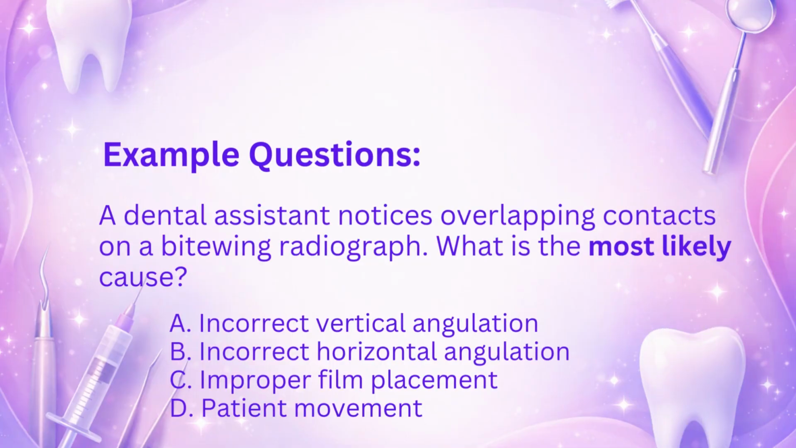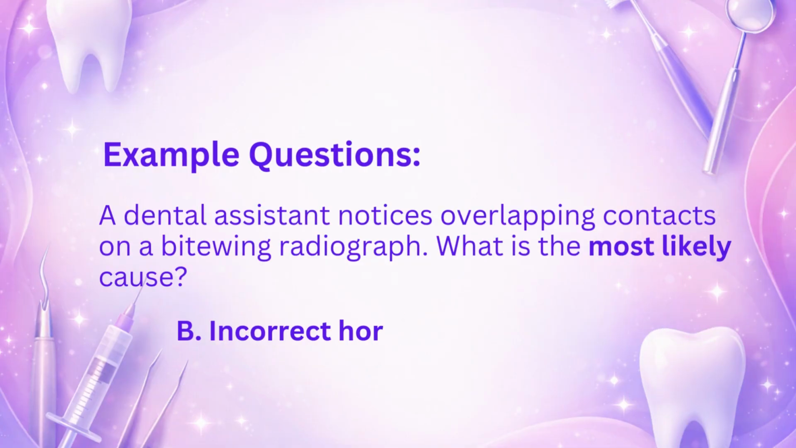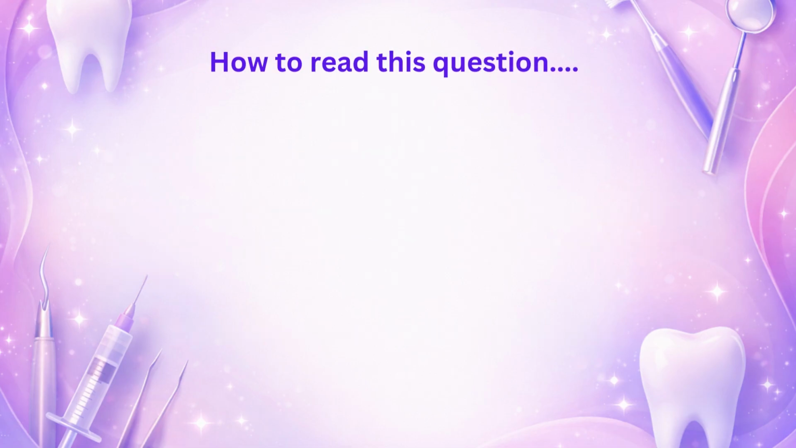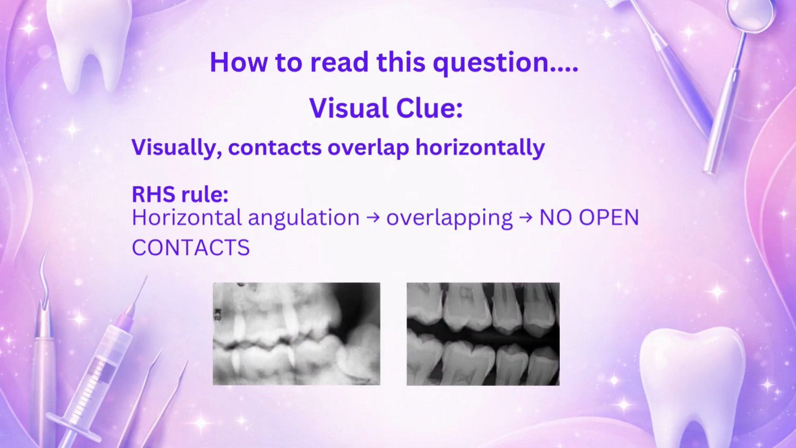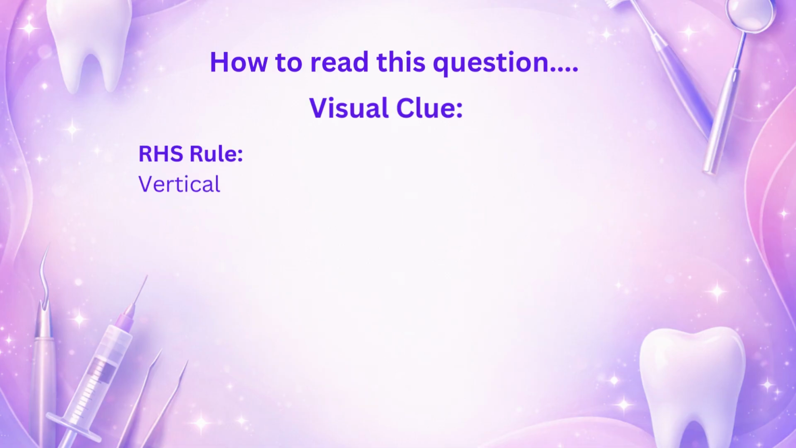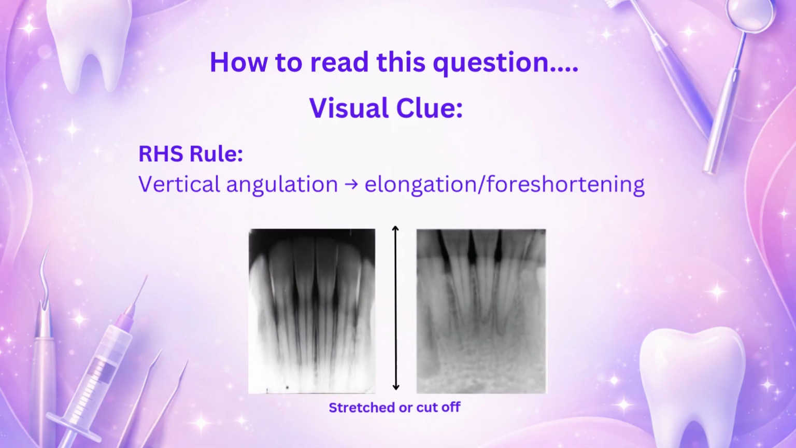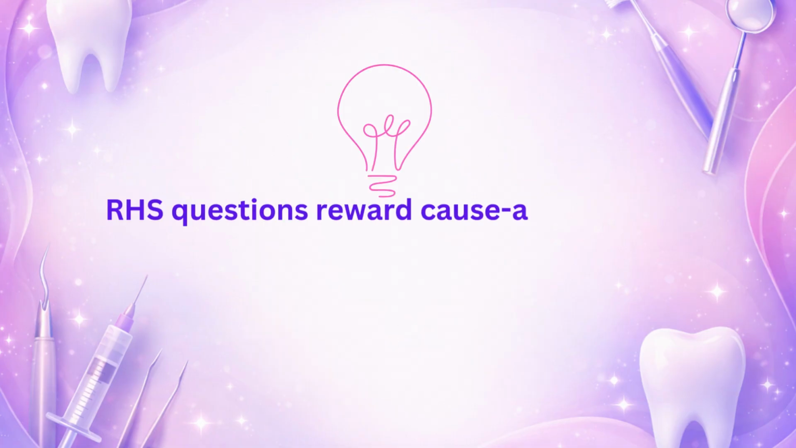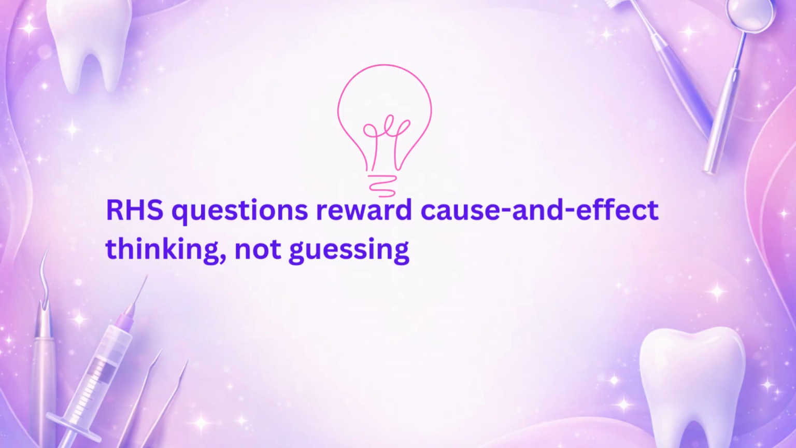All right, so the correct answer for that question is B, incorrect horizontal angulation. How to read this question? Visual clue. Visually, contacts overlap horizontally. Horizontal meaning right to left, left to right, across. So the RHS rule is horizontal angulation equals overlapping, and vertical angulation equals elongation and foreshortening. So when you think elongation, foreshortening, think top to bottom, bottom to top, up and down. RHS questions reward cause and effect thinking, not guessing.